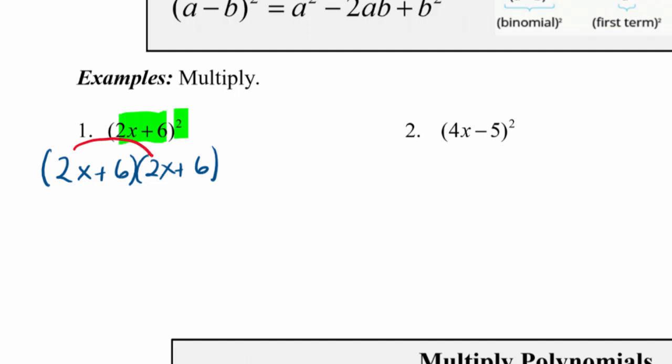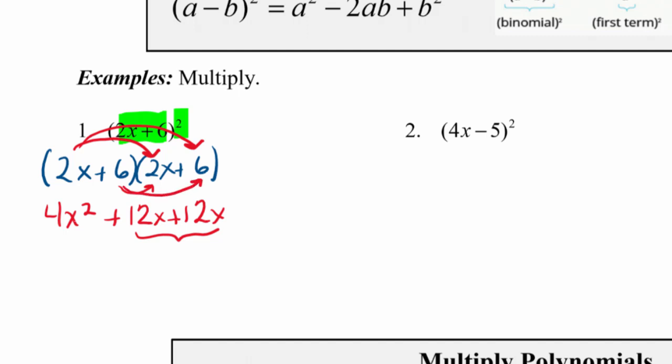So we'll go 2x times 2x, which is 4x squared. Then we do outer terms. That will be 2x times 6, so that's a plus 12x. And then when we do the inside terms, we get another 12x. So we get two of those. The two middle terms are the same. That's a pattern that you're going to want to see. And then for the last terms, we're going to take 6 times 6, or 36. So I want you to see that we do end up with this middle term, that's 24x.